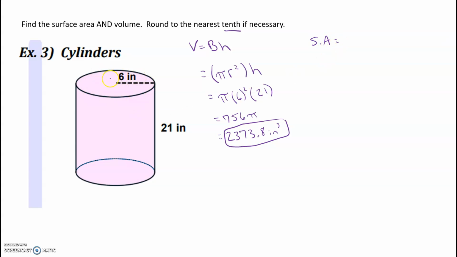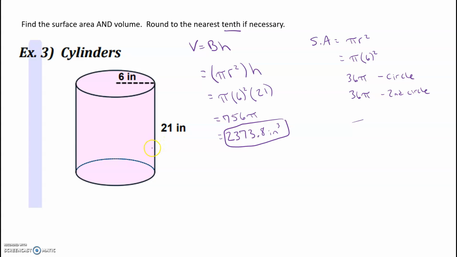There's the obvious, the two circles. So we can start there. Remember, a circle is pi r squared. So we're going to do pi times my radius squared. So I have 36 pi. That's a circle. Which means the bottom circle is 36 pi. There's the second circle. Now, how do I do all this?